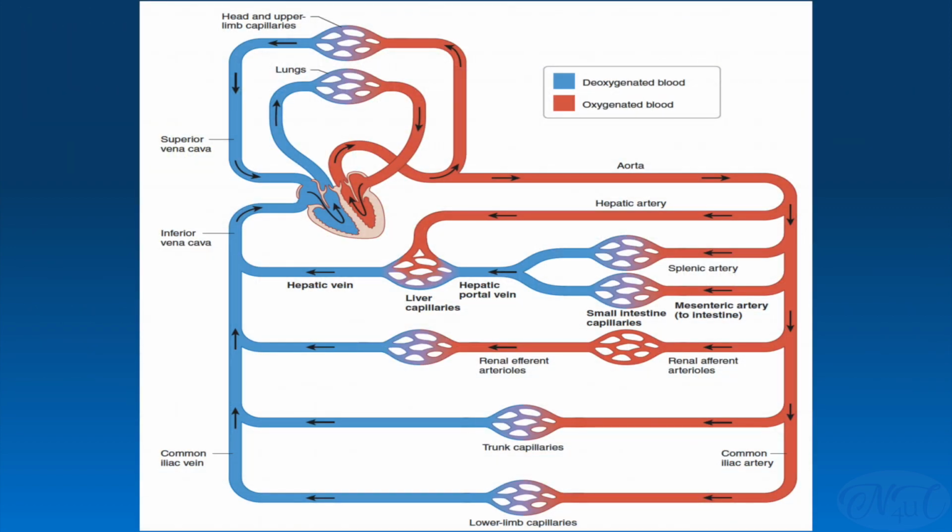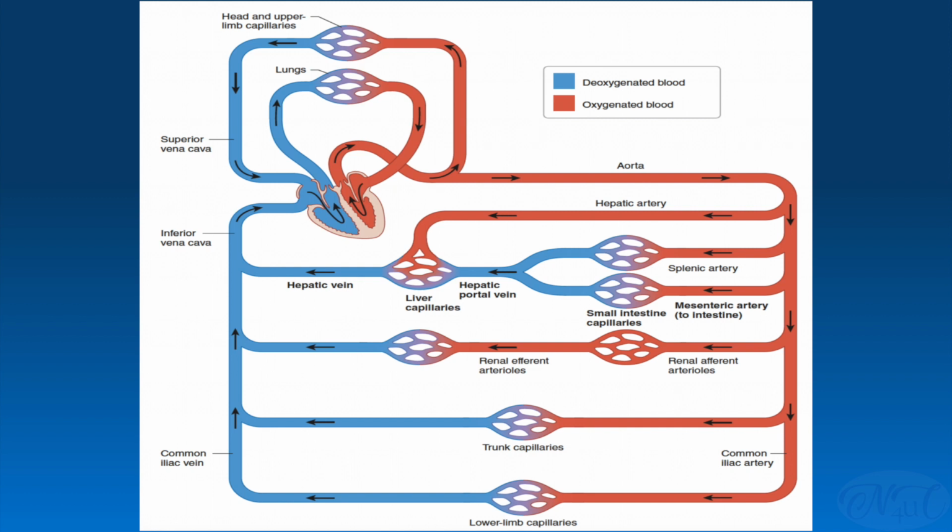To better understand portal routes, take a close look at the example of the hepatic portal route between the intestine and the liver in the figure. In this route, blood travels from the heart to arteries, then to capillary beds in the small intestine and other digestive organs. Here, digested nutrients are absorbed into the blood through capillaries.